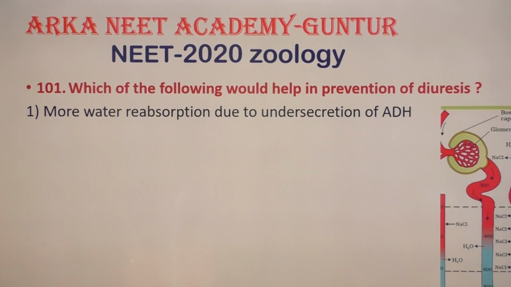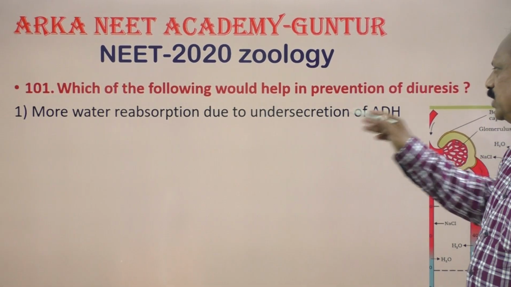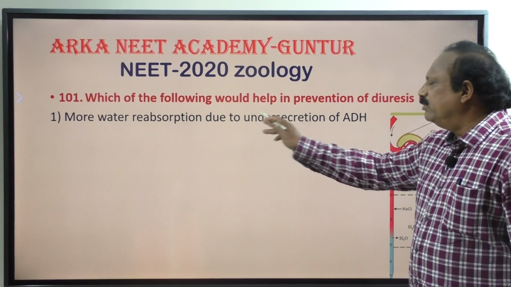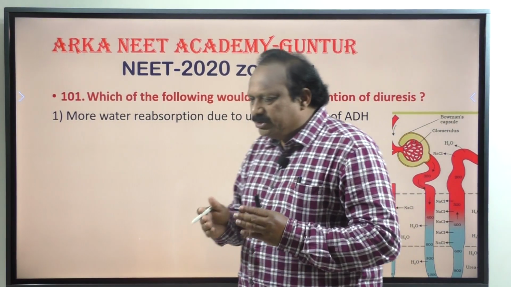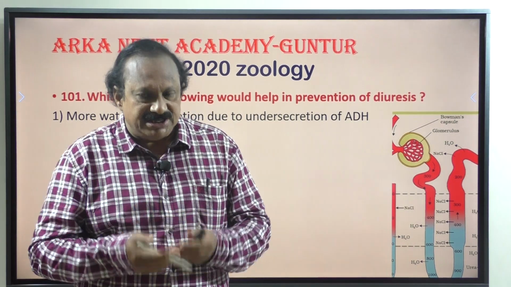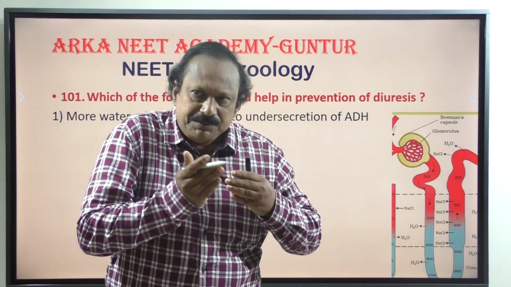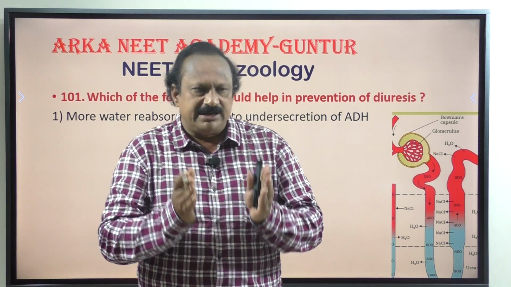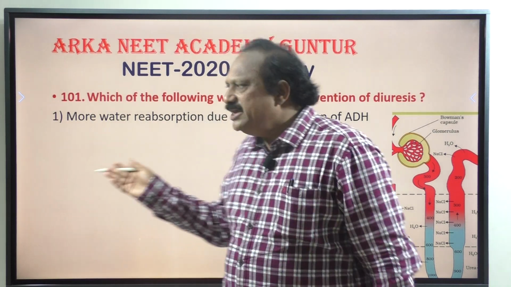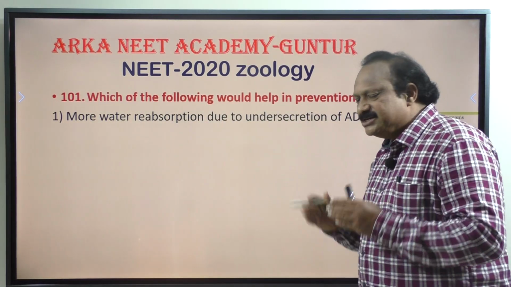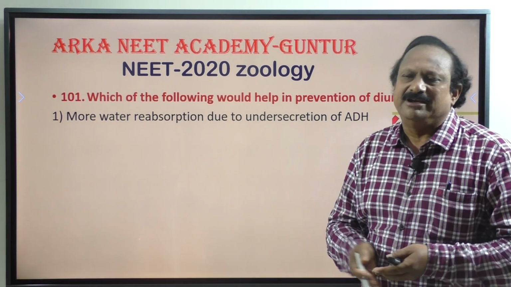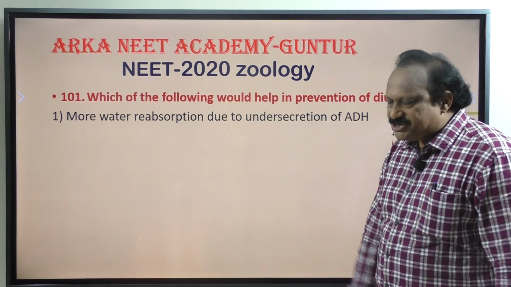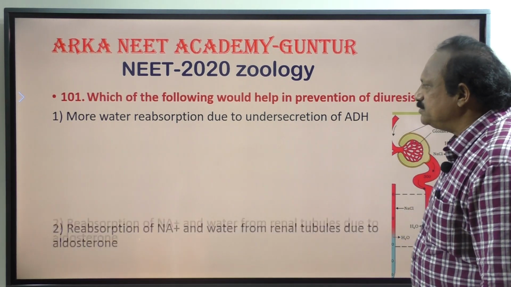Here the first option is more water reabsorption due to under secretion of anti-diuretic hormone. Under secretion is not the correct one. It should be over secretion. When anti-diuretic hormone is produced in large amount, then more amount of the water is reabsorbed from a renal fluid into the blood, so that diuresis can be prevented. But here under secretion is given, so it is not correct. Over secretion of ADH prevents the diuresis. Here the first option is wrong.